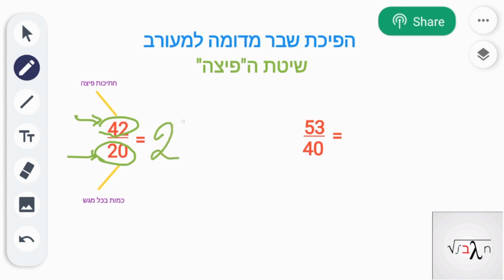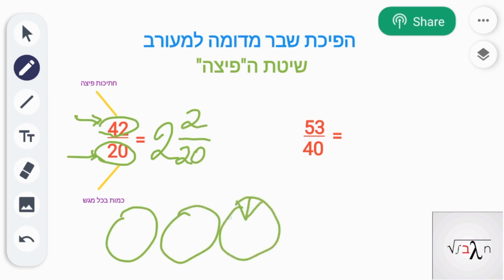I know that there will be 2 whole trays here because 2 times 20 equals 40. And now we're left with 2 slices out of the 42 slices. The 2 slices will be the new numerator, and the 2 slices will be out of the next tray. Because if I have 2 trays, plus 2 slices out of the 20 slices in every new tray, that will be the mixed number.